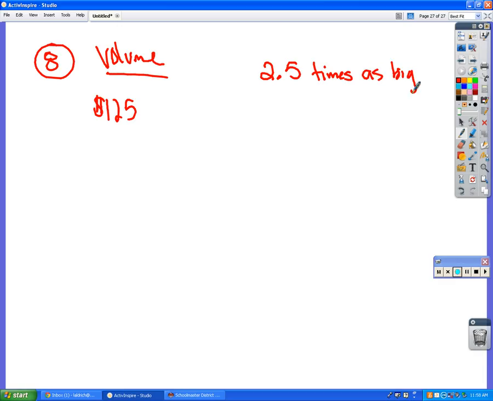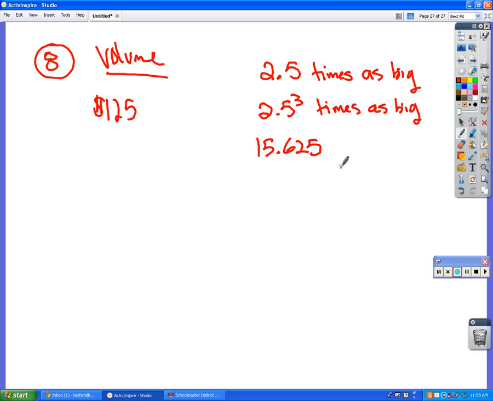Right, so if you know that the linear dimensions are 2.5 times as big, that means that the volume is going to be 2.5 cubed times as big. Okay, so what's 2.5 cubed? Anybody got a calculator in front of them? Riley, you got it? 15.625. Okay.